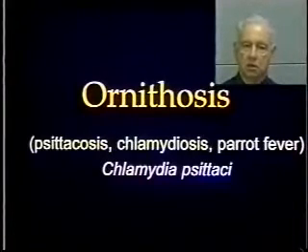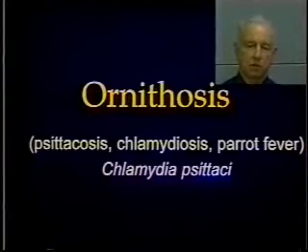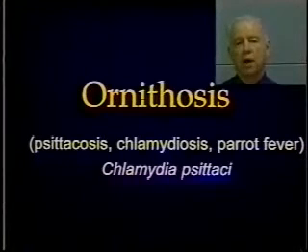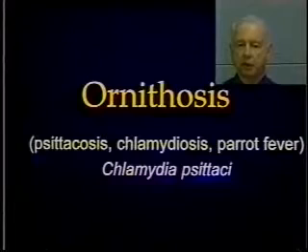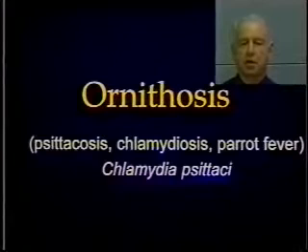Ornithosis, psittacosis, chlamydiosis goes by a number of different disease names, but all are caused by the organism Chlamydia psittaci. Psittacosis is primarily the form of the disease that occurs in the psittacine birds, the parakeets, the parrots. Ornithosis more commonly refers to the disease as it occurs in domesticated poultry, particularly in turkeys.